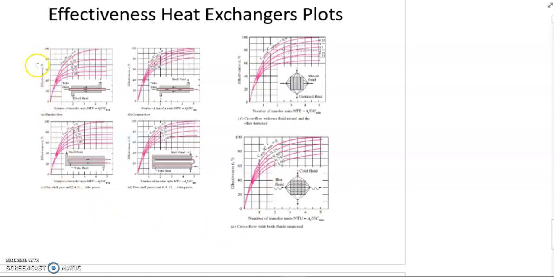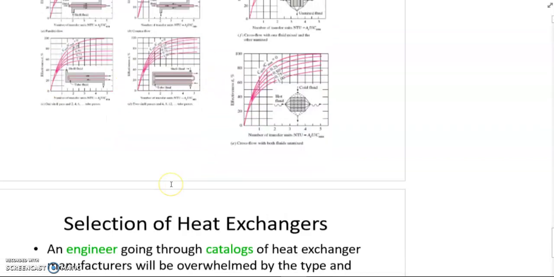So on the y-axis is effectiveness and your x-axis is NTU, and the curves here are your capacity ratio. So from your NTU and your c, if your NTU is, for example, 2, then take the c curve it intercepts, and then you can find your epsilon. And either way, if the question gives you epsilon and you calculate the ratio, you will find your NTU. So you have to check which graph is suitable for your type of heat exchanger.